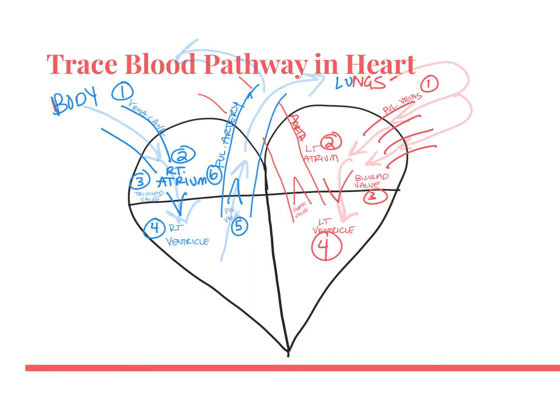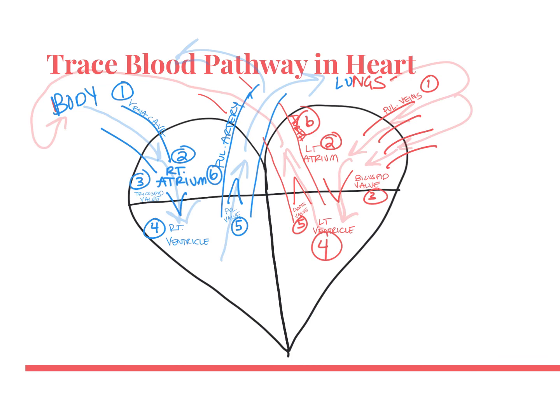Then up and out the aorta. It's going to pass through the aortic valve and the aorta. And then it's going to deliver its blood to the body, and then it'll become low on oxygen and it'll pass through the right side of the heart.